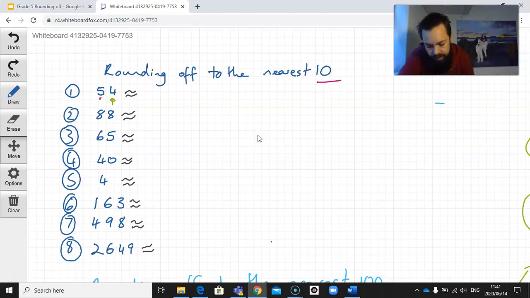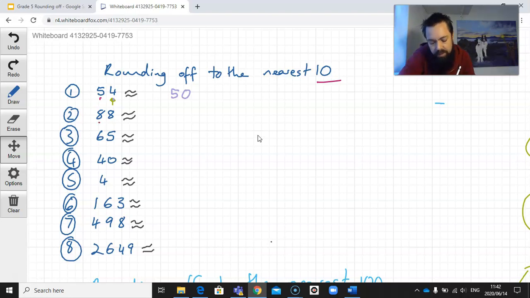I now know that everything that comes after the tens column is going to be a 0. So that's my units column over there. My tens column remains unchanged. It stays as a 5. All right, so because the 4 rounded down, the 5 stays unchanged. Let's have a look at the next one, which does change.